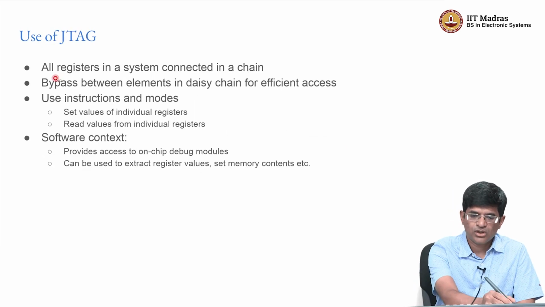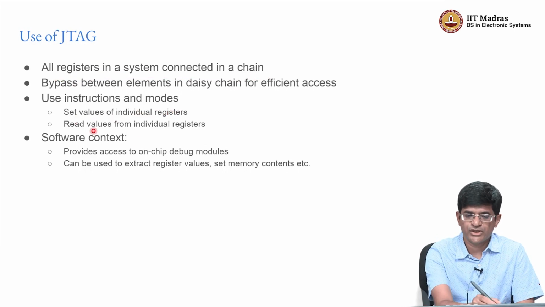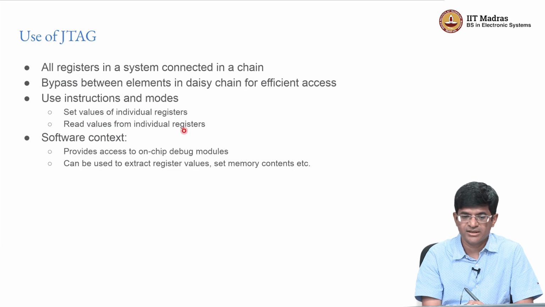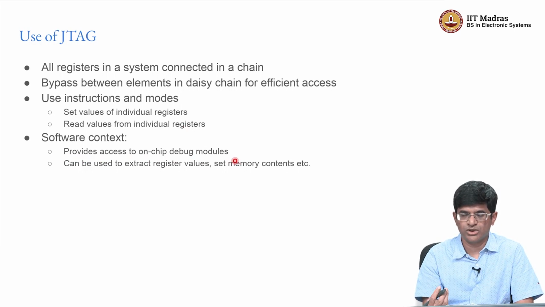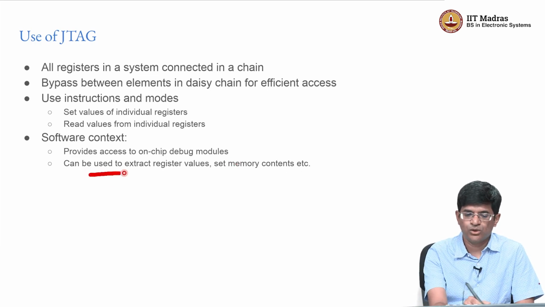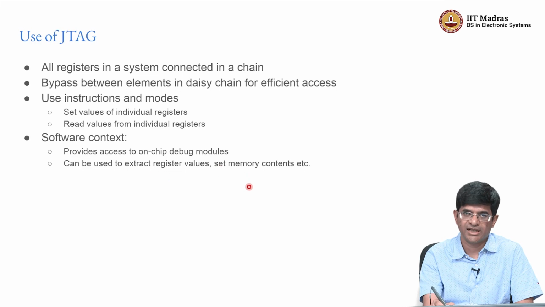It turns out that because all of these registers are connected in a chain and you can set the values of individual registers or read the values from individual registers, you can now make use of it in the context of software by basically saying I will provide access to certain kinds of debug modules that are present inside the chip, right? And I can, for example, use this in order to read out the register values. What is the state of the program counter? What is the state of register R0, R1, R2, whatever are the registers present inside the system? What are the control and status registers like? What are the flags? Every single one of those could be taken out in the JTAG chain.